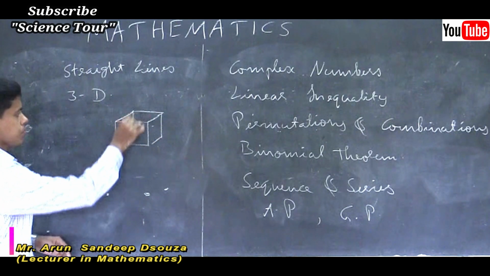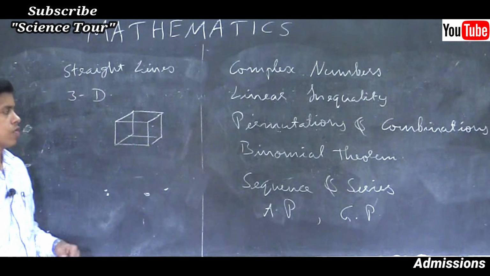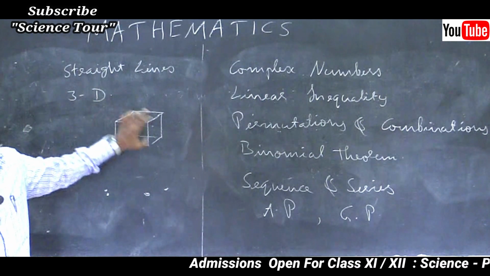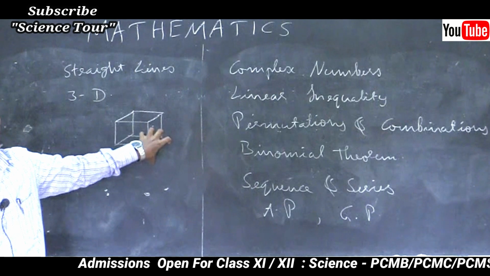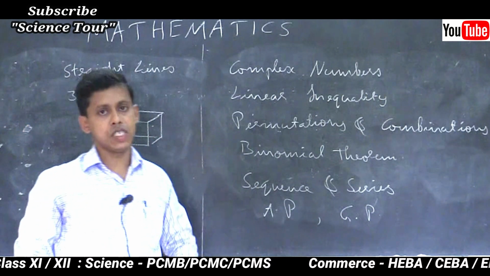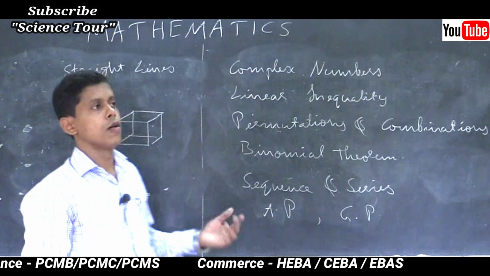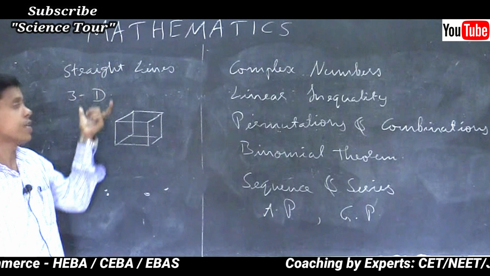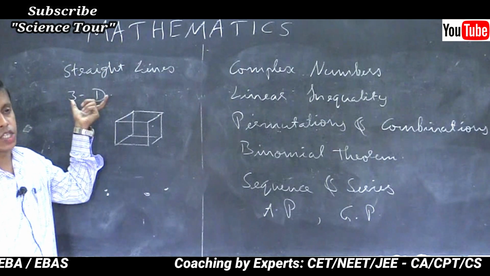Alright, the next chapter that you have in the geometry is three-dimensional geometry, 3D geometry. Alright, you know what is 2D and 3D. So you have a square, and that is 2D. If you have a cube, right? So if you have a cube, that is three-dimensional. You can find the volume of a three-dimensional figure, you can find the area of a two-dimensional figure, right? So we will study about the straight lines, and the connecting is you have three-dimensional geometry.